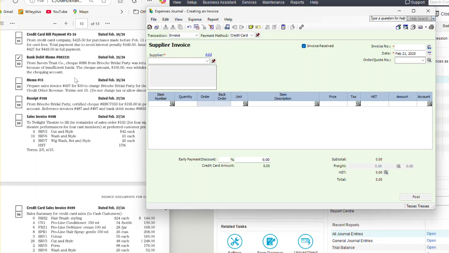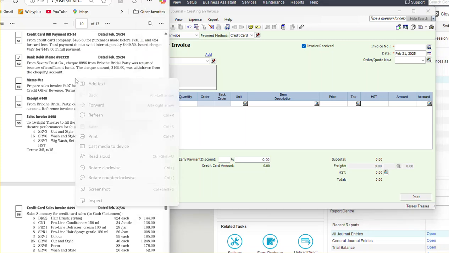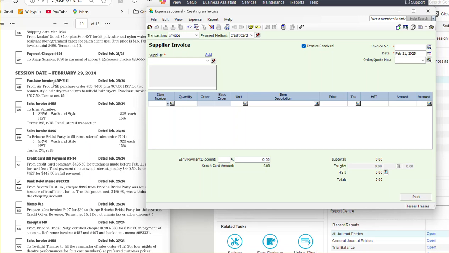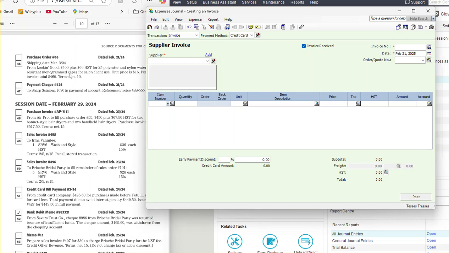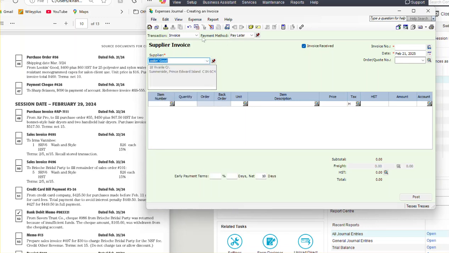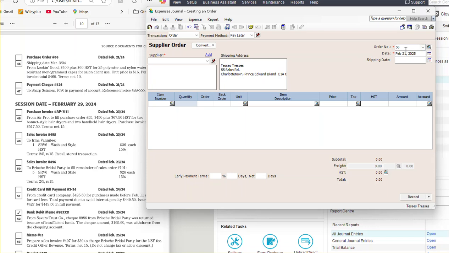We might have to do deposit 6 too. So we will do deposit 6 too, because it seems like I might have to do that, because they're asking for a purchase order. Looking good, and it is not an invoice, it's an order, and it's a 56.